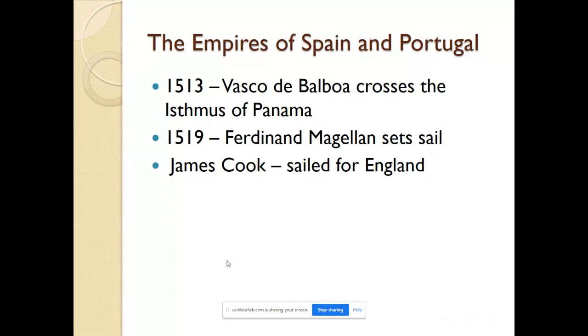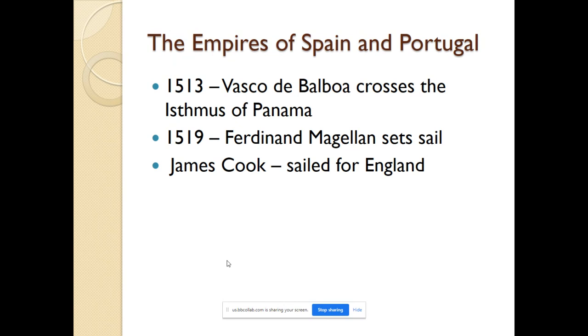So they continue exploring, and you don't have to remember these dates and names. I'm probably not going to test you on that. But they still continue exploring. These voyages of exploration didn't end just because they discovered the New World.